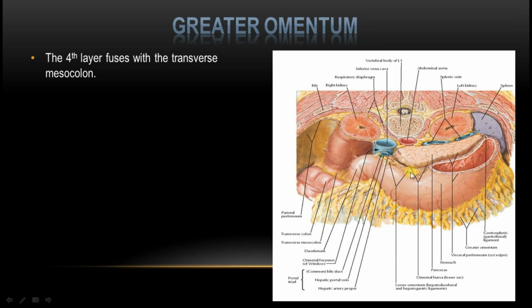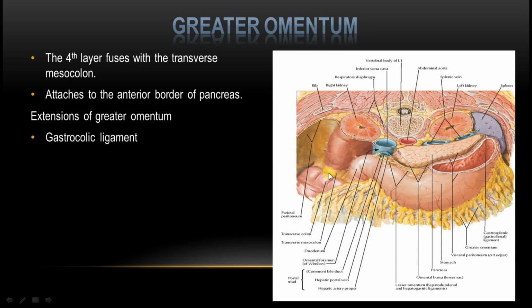The fourth layer will fuse to the peritoneal covering of the transverse mesocolon, the peritoneal fold which is covering the transverse colon. So the anterior superior surface of the transverse colon will be covered by this fourth layer fused with the transverse mesocolon, along the line of attachment to the anterior border of the pancreas and also to the second part of the duodenum.